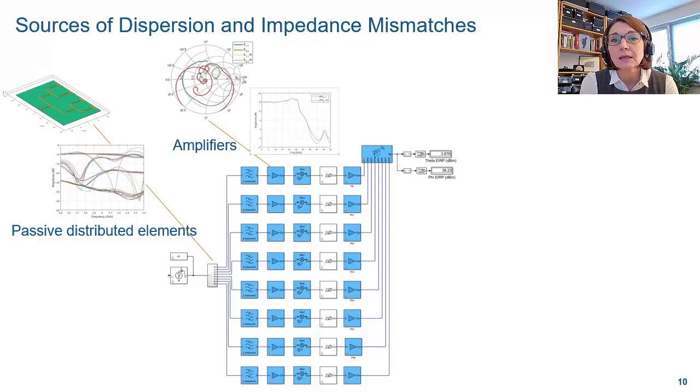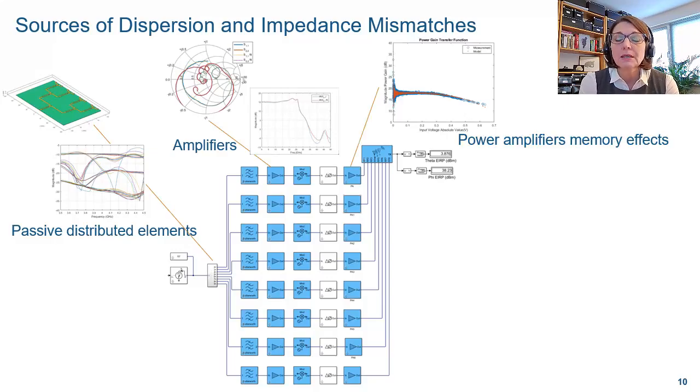And this indicates that the gain is not perfectly flat, as well as the impedance is not perfectly matched. Power amplifiers are another possible source of dispersion, because they can be affected by memory effects. What does it mean? That the output signal of the amplifier depends not only on the instantaneous value of the input signal, but also on its previous values. And this has particular impacts when we use a modulated waveform.